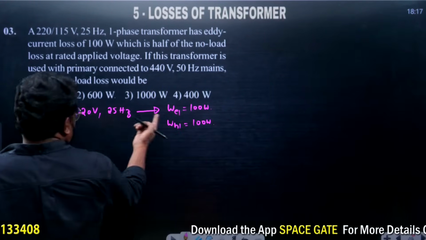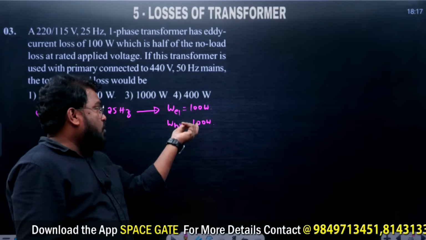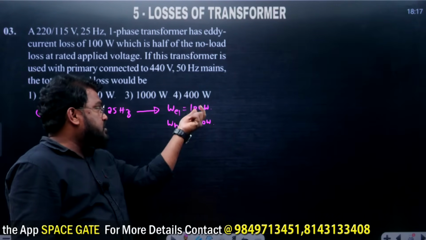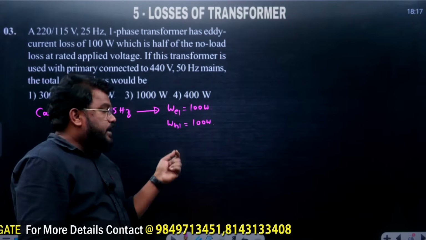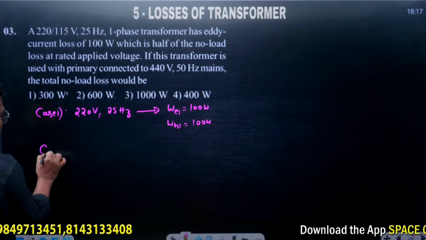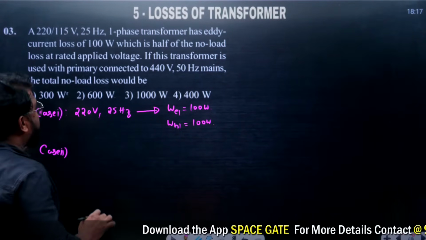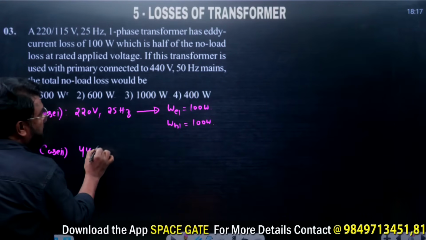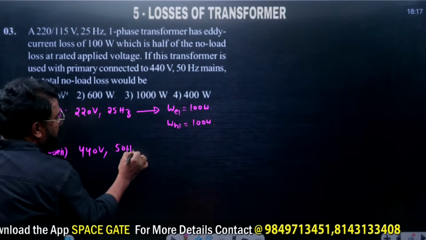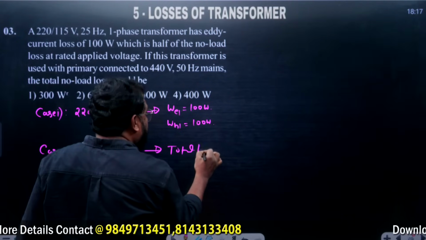And this is the total iron loss, which is equal to 200 watts. Half of the no load losses is equal to eddy current losses, which are equal to 100 watts, and hysteresis losses are equal to 100 watts. Now the same transformer is operated with another voltage and frequency. What is the voltage here? 440 volts, 50 Hz. Under this condition, what are the total losses of the transformer?